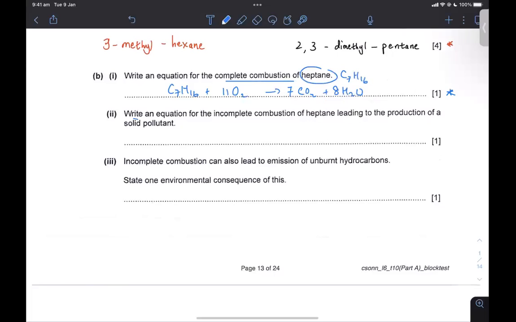Now the next one, you need a solid pollutant. So you must produce carbon as a solid. Now they say an equation. So that means it could be any sort of equation. There could be different kinds of products. As long as you produce carbon as a product and you can get some CO2 or some CO, and if the equation is balanced, you get the 1 mark there.